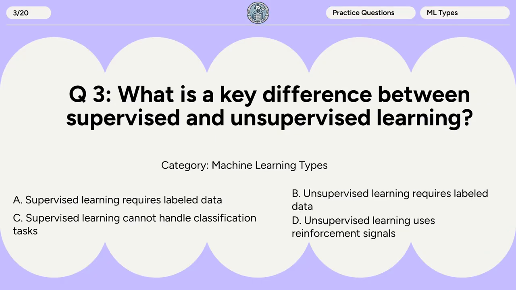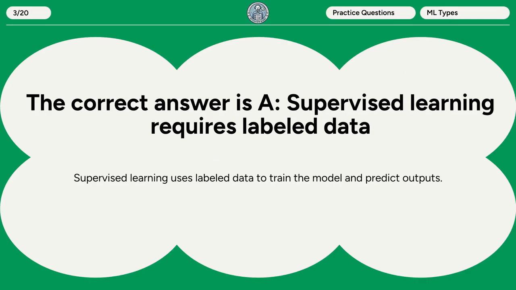Question 3. What is a key difference between supervised and unsupervised learning? A. Supervised learning requires labeled data. B. Unsupervised learning requires labeled data. C. Supervised learning cannot handle classification tasks. D. Unsupervised learning uses reinforcement signals. The correct answer is A. Supervised learning requires labeled data. Supervised learning uses labeled data to train the model and predict outputs.